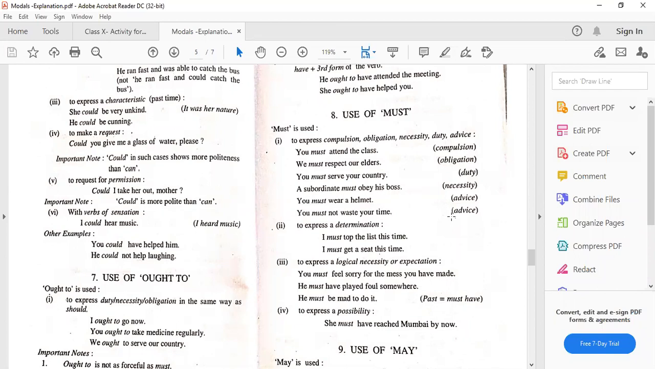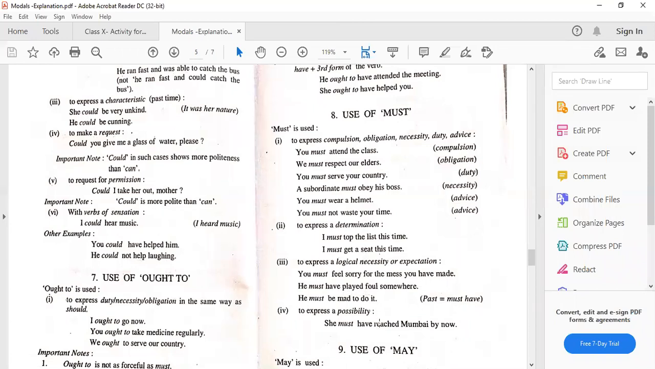To express a determination, कोई आप determination अपना show करना चाहते हो, you can use must. I must top the list this time means अपने आप से आप कोई determination कर रहे हो. I must get a seat this time. To express a logical necessity or expectation, कोई logic है किसी चीज़ में, necessity में, या आप expect करते हो. You must feel sorry for the mess you have made. You must have helped foul somewhere. He must be mad to do it. It refers to the past. Must have plus third form refers to the past form.